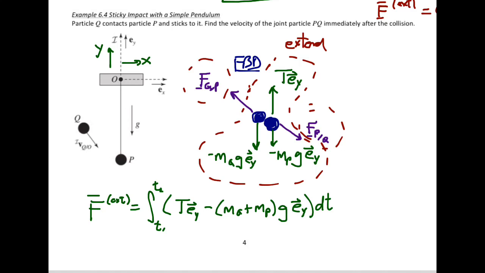However, any of the horizontal velocity or horizontal momentum in the EX direction is now transferred. For the system, we now have two particles moving at a different velocity, but at that instant in time t2, the momentum is transferred and it's conserved completely in that EX direction.